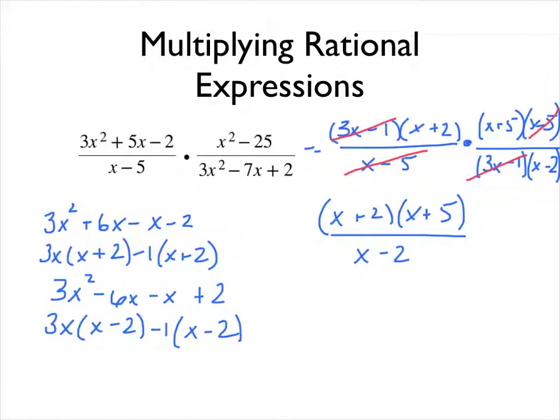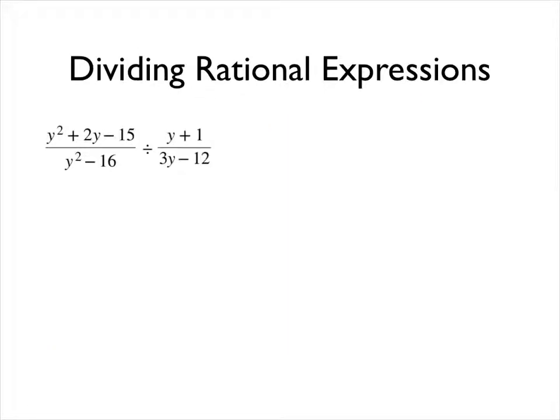And in some circumstances, you'll leave it like that. In some circumstances, you will multiply it out. So for the benefit of our activity, we're going to leave it like that. But what restriction is there on the variable? X can't equal 2.